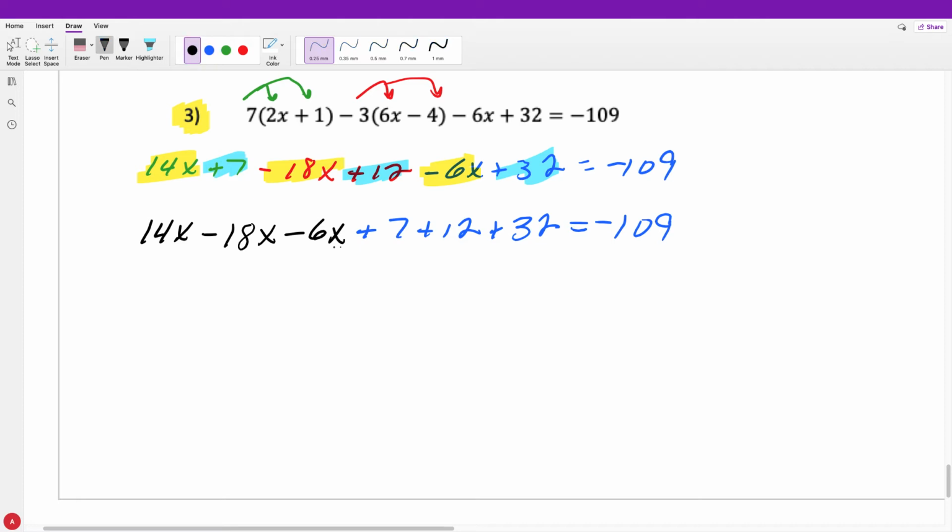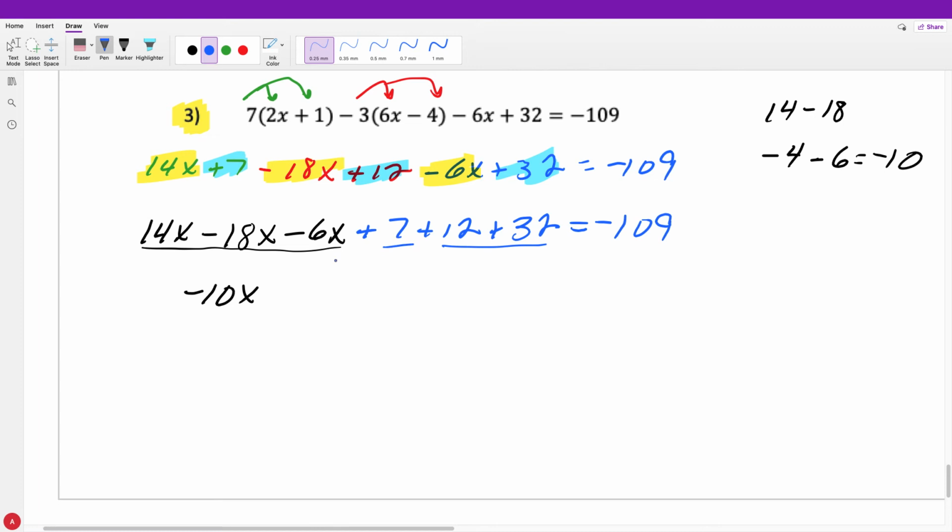So now I'm going to combine all these together. Well, 14 minus 18 is equal to -4, and -4 minus 6 is equal to -10. Remember, when we're combining like terms, we just simply add the coefficients. So this is then going to give me -10x, and then I'm going to add these together. So this will then give me 44. 44 plus 7 is going to give me 51. So plus 51 is equal to -109.